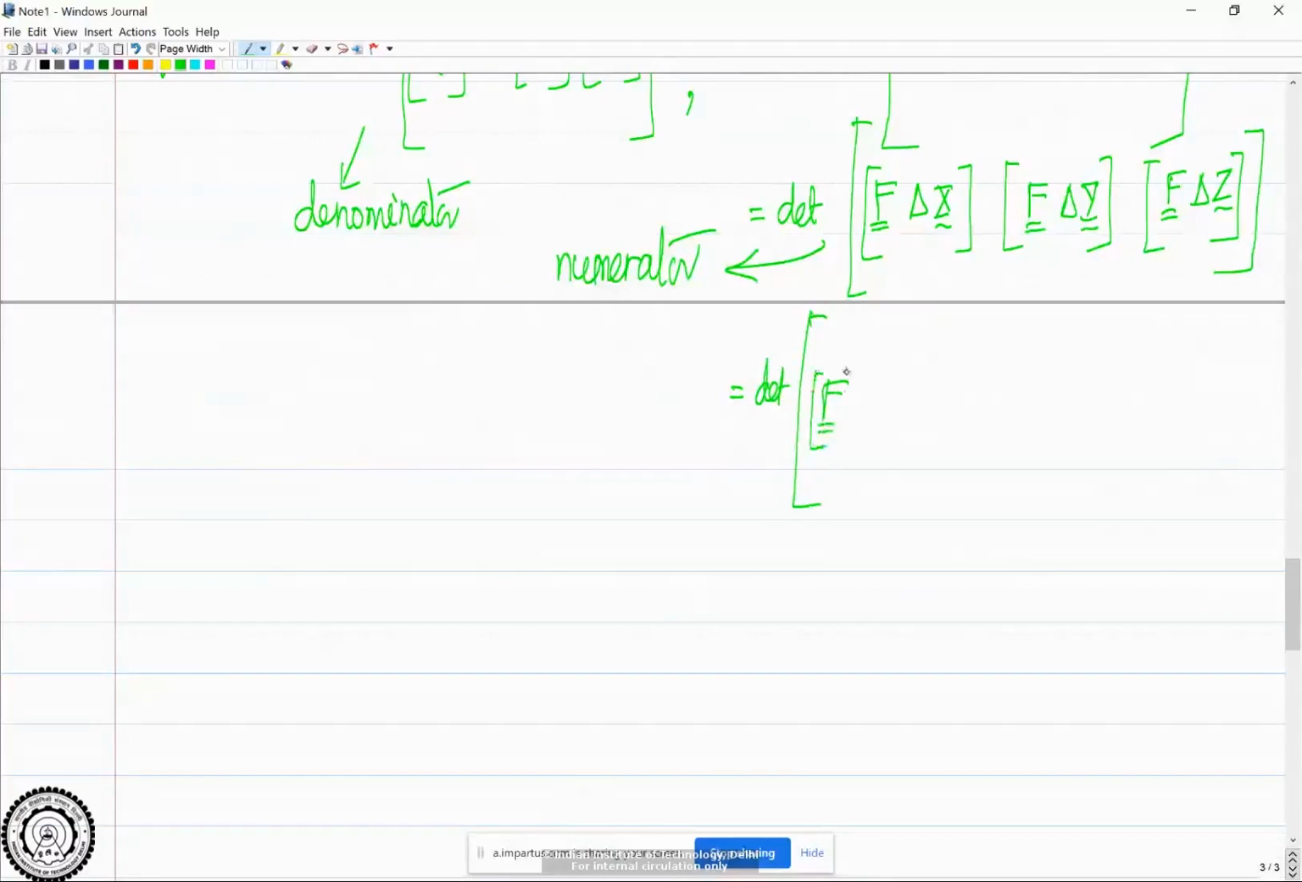of big F into delta big X, then big F into delta big Y, and then big F into delta big Z. Are you guys following it? Please, if you have even slight problem, do ask me.